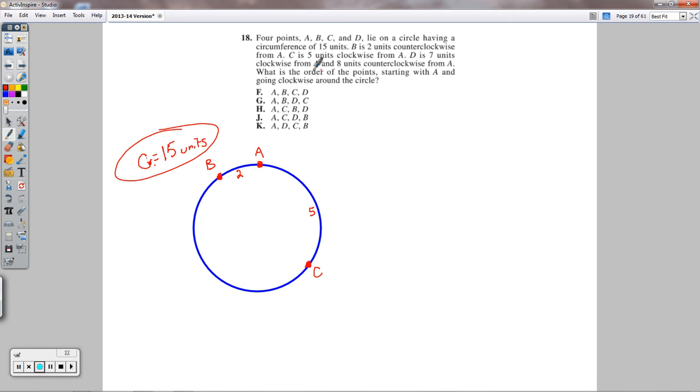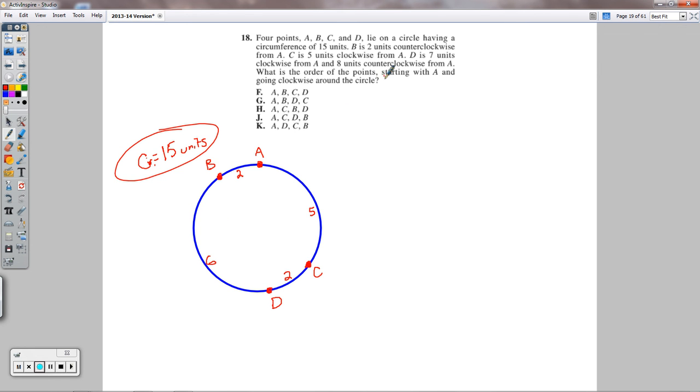So let's see that again, D is 7 units clockwise. Going clockwise this way, it's a little less than halfway. Halfway would be right about there. So we're calling this D. And if it's 7 that way, then we know this would be 2. So 5 plus 2 is 7. And then if it's 8 this way, we know this would be 6 from B to D.